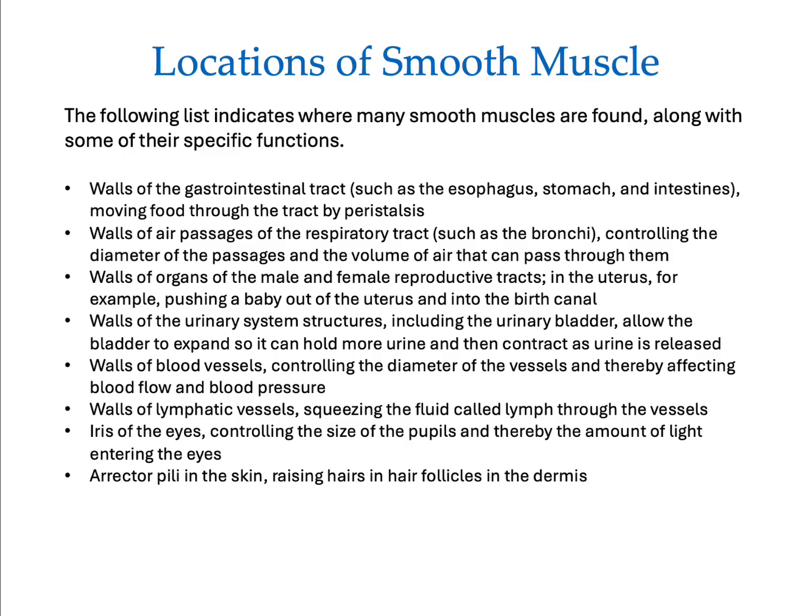Locations of smooth muscle. The following list indicates where many smooth muscles are found. Walls of gastrointestinal tract, walls of air passages, walls of organs of the male and female reproductive tracts, walls of the urinary system structures, walls of blood vessels, walls of lymphatic vessels, and around the erector pili in the skin, which are little muscles in the skin, smooth muscle that raise the hair in follicles in the dermis as a response to the cold or fear sometimes.